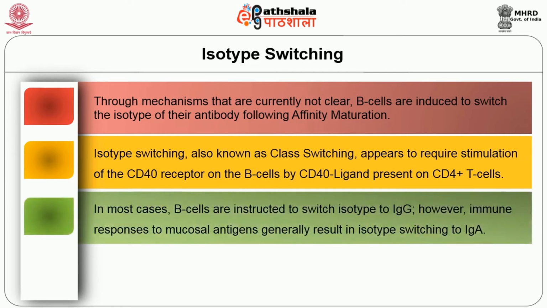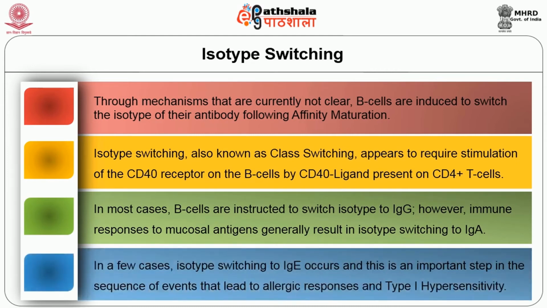In most cases, B cells are instructed to switch isotype to IgG. However, immune response to mucosal antigen generally results in isotype switching to IgA. In a few cases, isotype switching to IgE occurs, and this is an important step in the sequence of events that leads to allergic reactions and type 1 hypersensitivity.